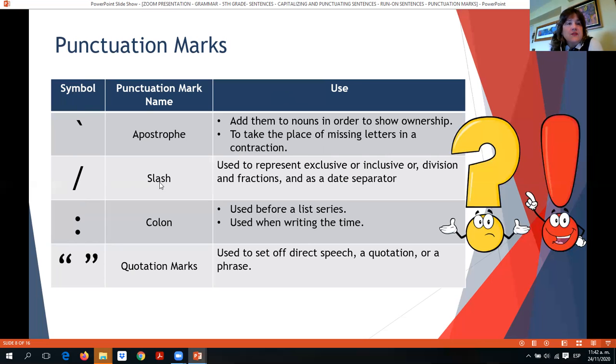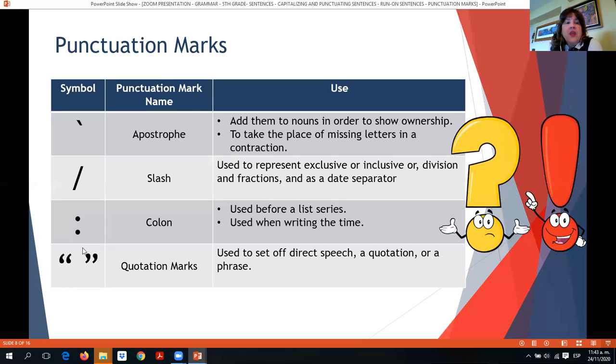And the slash, okay, this line here, used to represent exclusive or inclusive, and divisions and fractions, and as a date separator. For example, when you write the date in numbers, you can use the slash to separate the day from the month from the year. The colon. The colon is used before a list or series. When you're saying, okay, for this recipe, these are the ingredients, colon, and then you list the ingredients, okay?